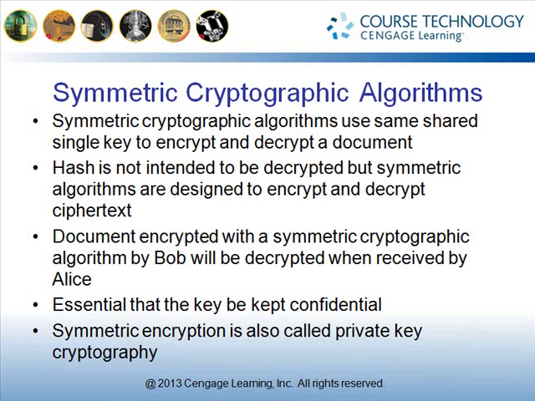If someone else wants to likewise enter the room, they would have to have, again, that same key. As we've said, unlike hashing, in which the hash is not intended to be decrypted, symmetric algorithms are designed to encrypt and decrypt ciphertext. So a document that's encrypted with a symmetric cryptographic algorithm, let's say by Bob, will be decrypted when it's received by Alice. Obviously, this means that the key has to be kept confidential. If an attacker were to obtain the key, they then could read the encrypted documents. For this reason, symmetric encryption is also called private key cryptography.